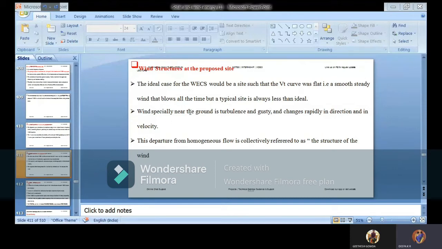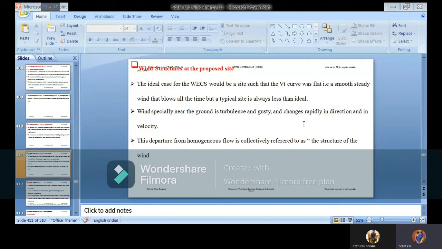Then wind, especially near the ground, is turbulent and gusty, because we know that a smooth surface and a rough surface are going to affect your wind. So that's what they're specifying. Wind near the ground is turbulent and gusty and changes rapidly in direction and in velocity. So the wind can be affected by the area you're selecting: hill station, seashore, crowded area, or a rural area. That will also affect your wind system.